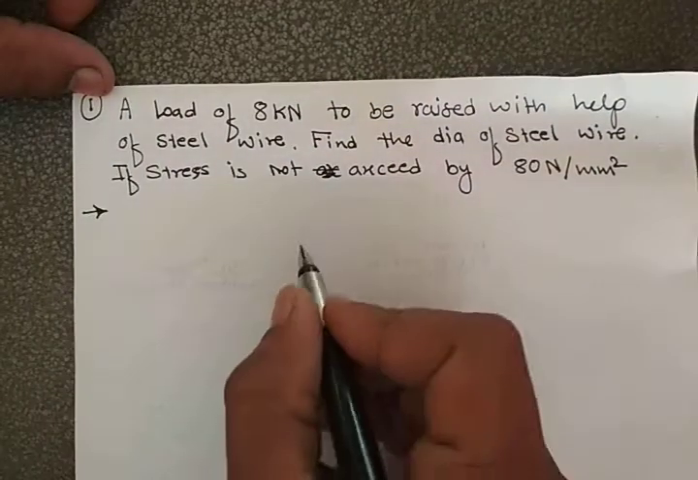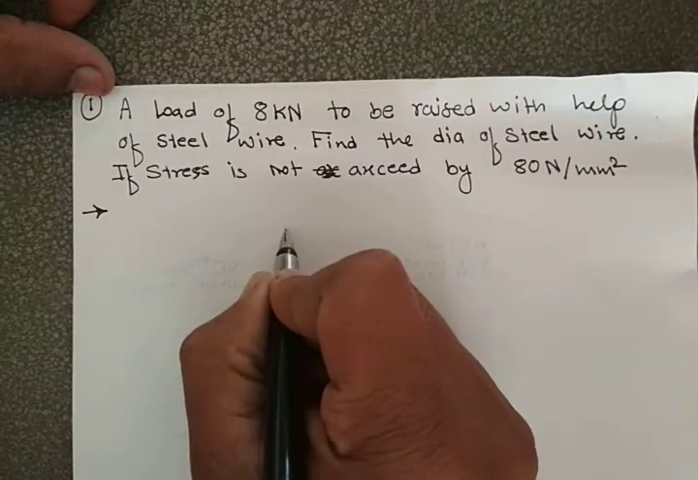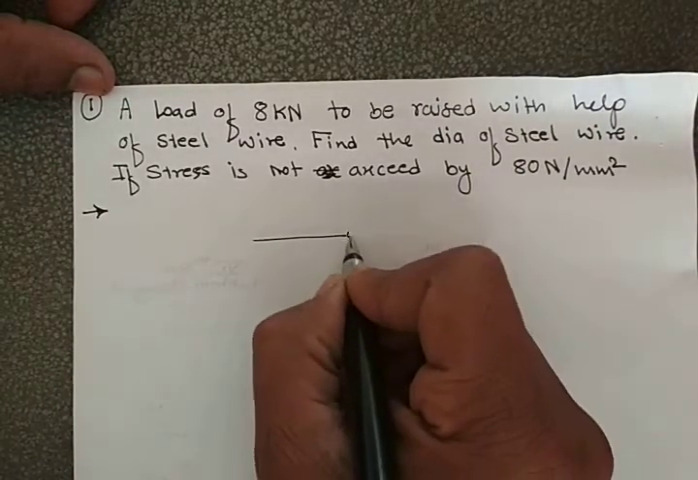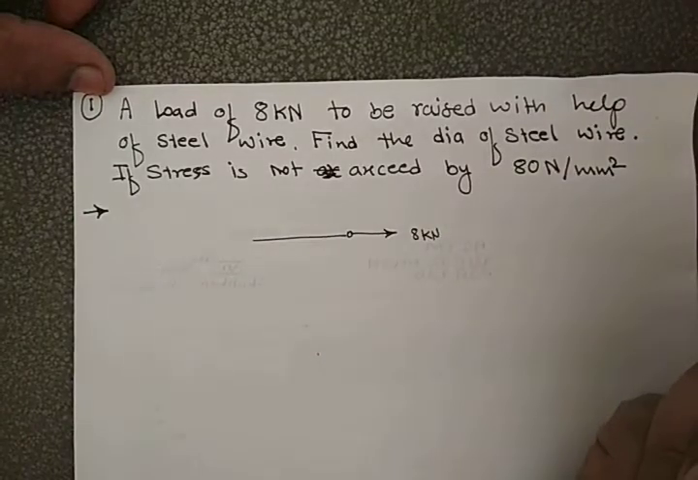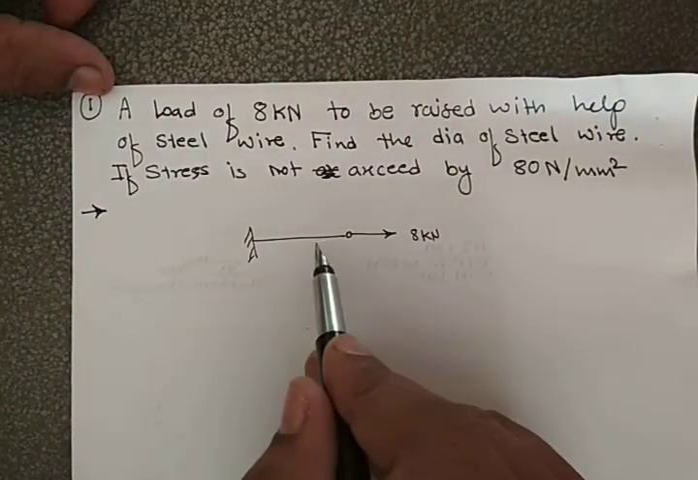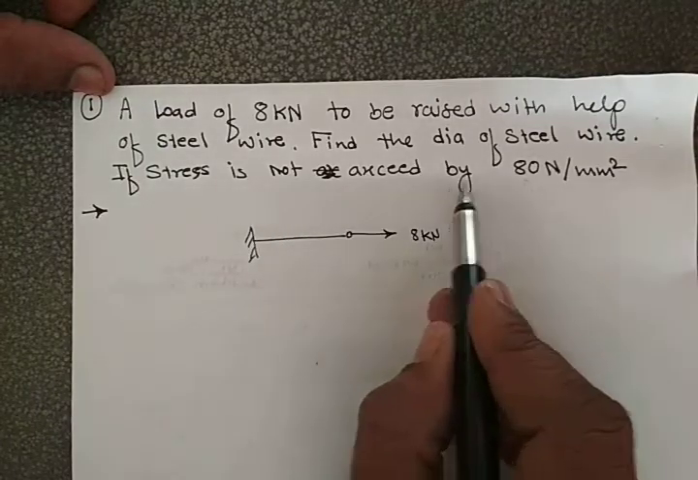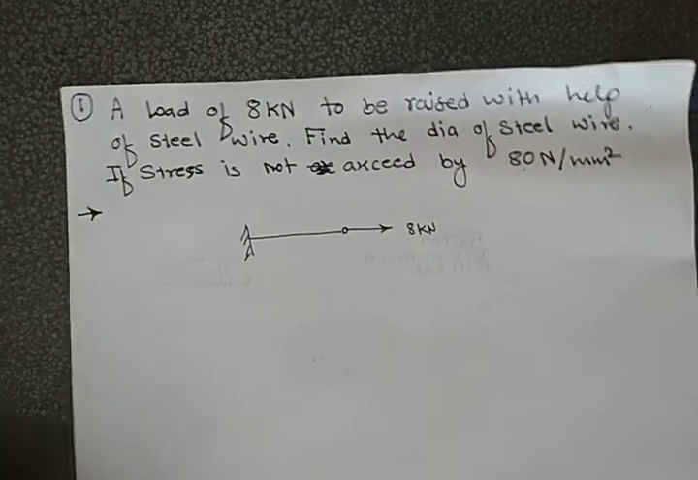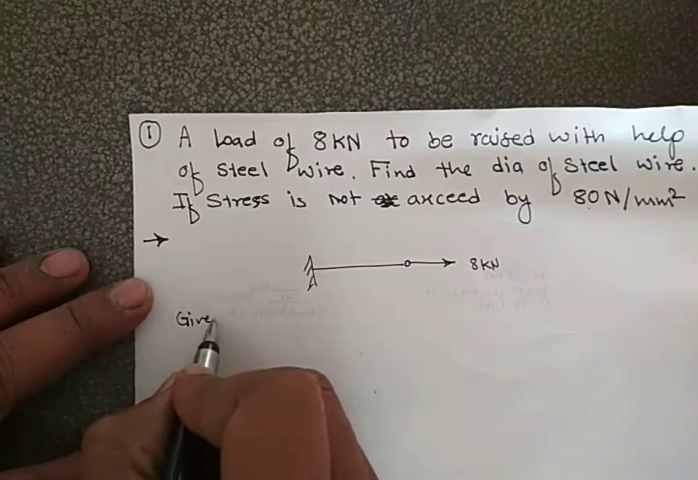This problem we can understand by this figure. One thin wire is there, and we are putting a load of 8 kilonewton on that wire, and that wire is fixed somewhere. Then what will be the diameter of that wire if the stress is not to exceed 80 Newton per mm square? For that, to find the diameter of the wire, first we will write the given data.